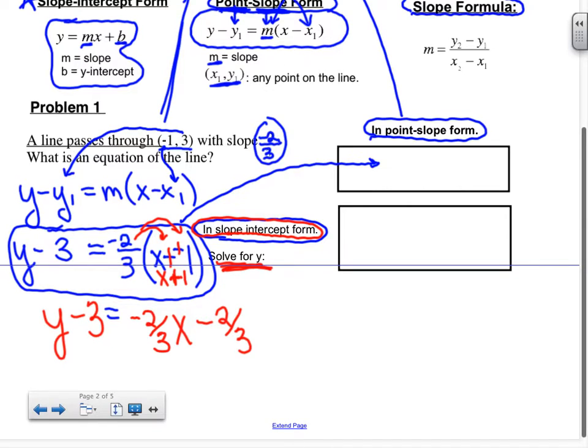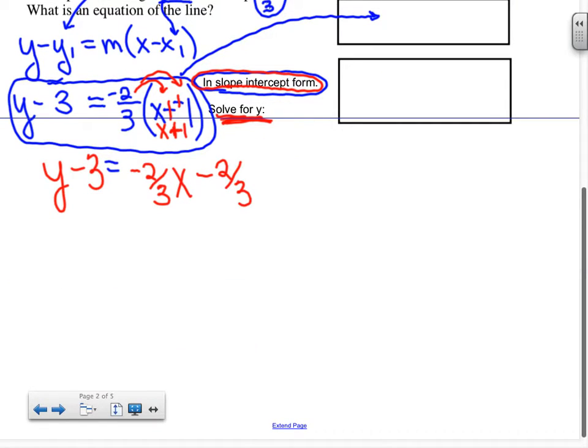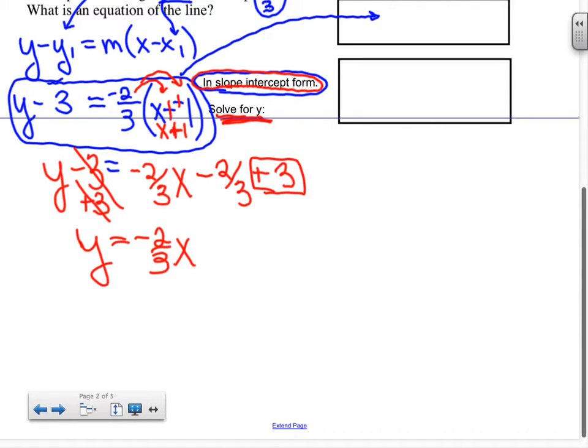For us to continue, we need to solve for y. So let's add the 3 on this side and this side. Okay. And the 3's are out, and you end up with y equals negative 2/3 x. And then, of course, 3 take away 2/3 would be 2 1/3. So 2 1/3, I would write it like this: 7/3.